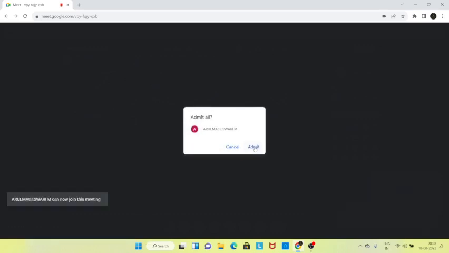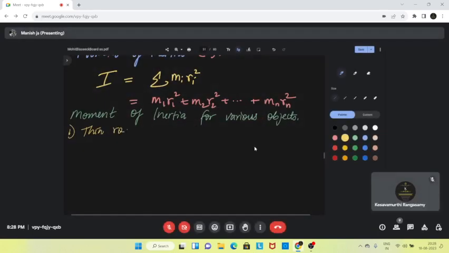Okay, so we can look at all the objects. First we will look at a thin rod, or just a rod you can also say. I'm just taking a thin rod. When I take a thin rod, how does that rod look? It is very thin, it will be like this. The length of this rod we will take as capital L. That is the length of this rod.